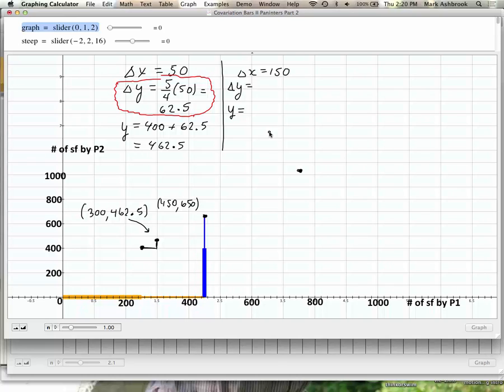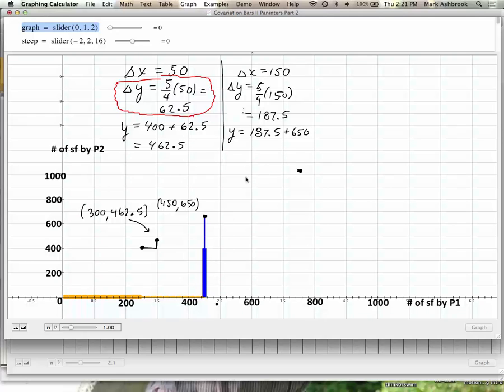Okay, Carla, how'd it go? So the change in x was 150. So we know that to get the change in y, we have to multiply the change in x by 5/4. That gave us 187.5, which is the change in y, and you have to add that to the original 650 to get the y value, which is 837.5. I heard it all. It sounded great.